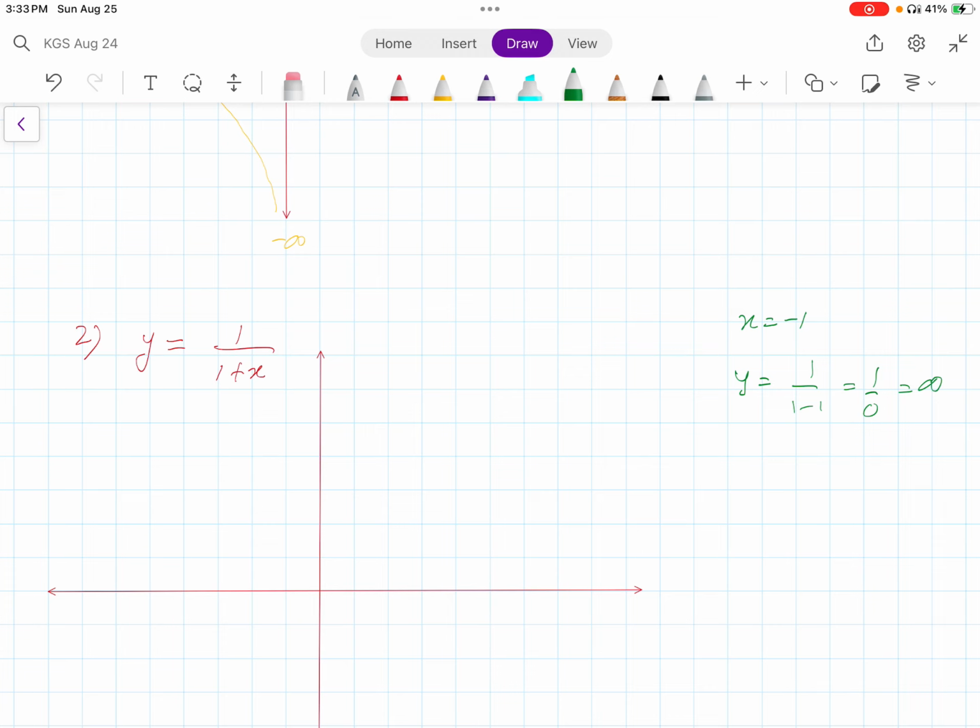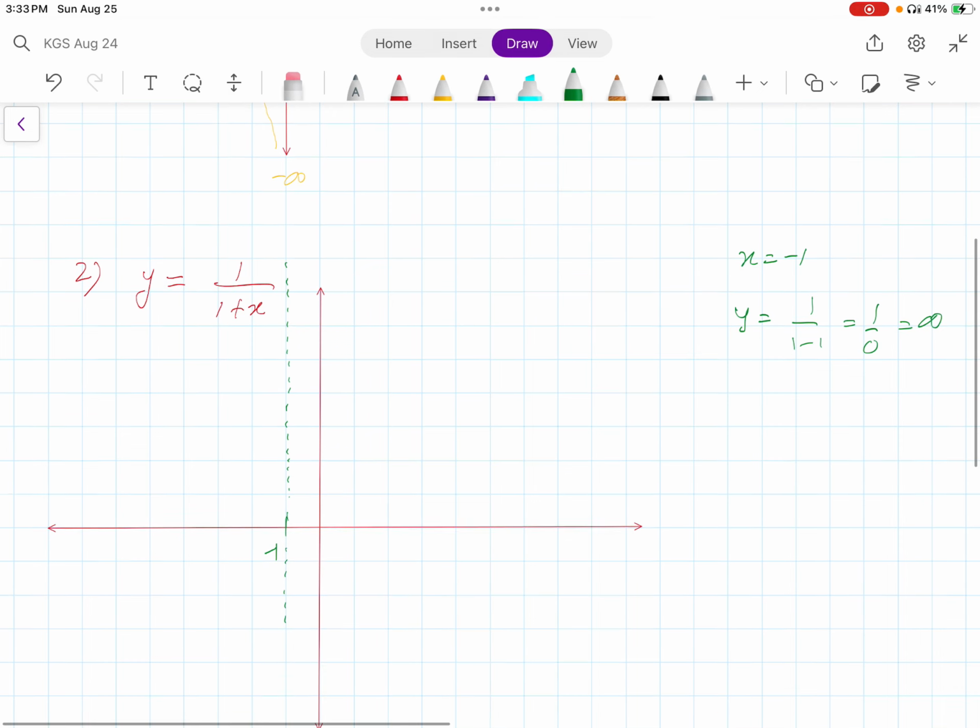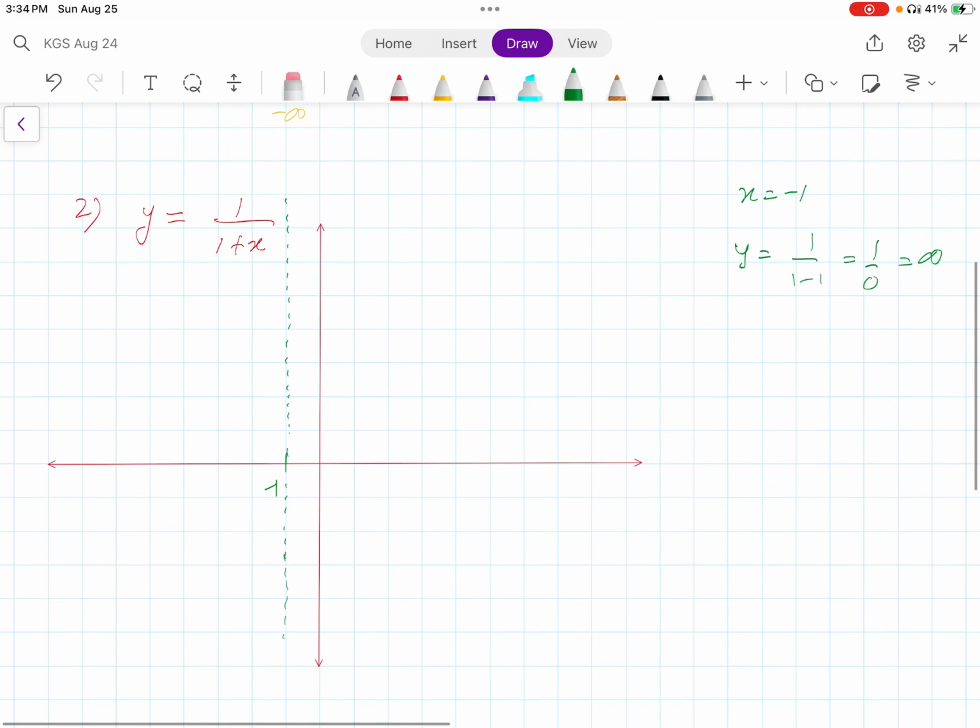That means as x approaches minus 1 from the right side, y approaches infinity. So we have to make a dotted line here, the vertical dotted line, to represent the vertical asymptote. Now as x approaches minus 1 from the right side, y values are infinity.